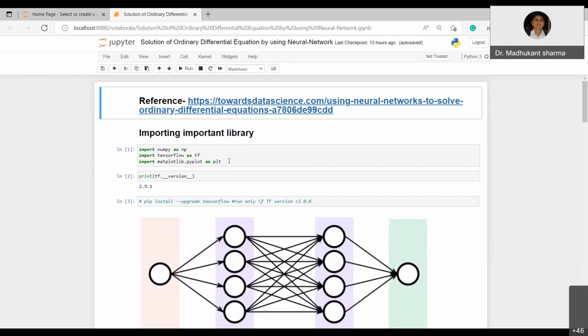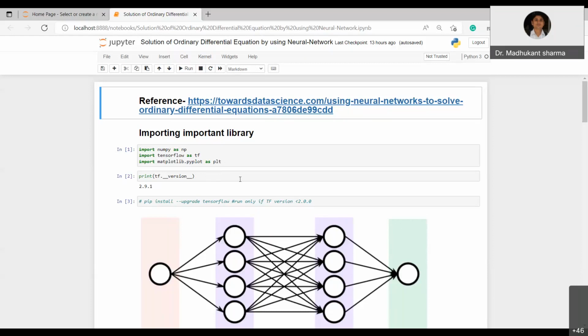So after the boom of deep learning, the artificial neural network has found a role in differential equations. By using the artificial neural network, we approximate the solution of the differential equation. Now let's see one simple example of how to solve a differential equation using a neural network.